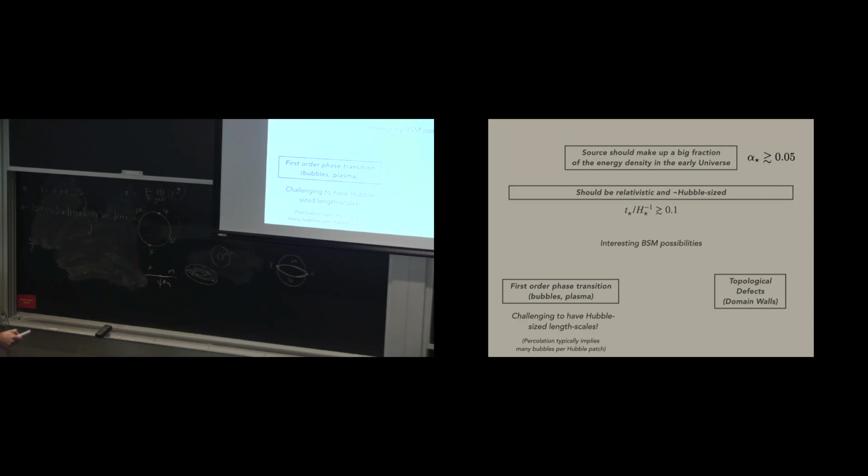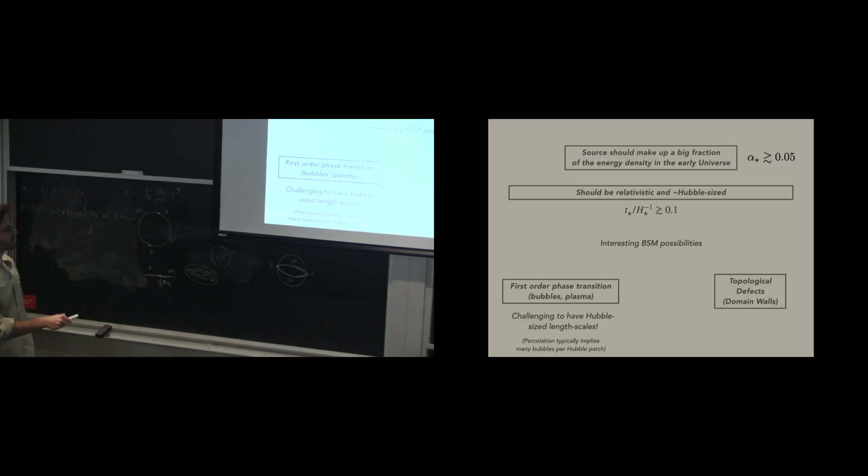And again, we need to go back to these estimates that I presented at the beginning of the talk: the source that we can observe should make up a big fraction of the energy density of the universe, and it should have a size and a timescale that are comparable to Hubble. So in BSM, I can think of two possibilities that are well motivated. There are certainly others that can also be well motivated. I'm not claiming that these are the only two, but these are certainly two of the most interesting ones. I think we could agree on that. One is, again, first order phase transitions with bubble nucleation and plasma effects.